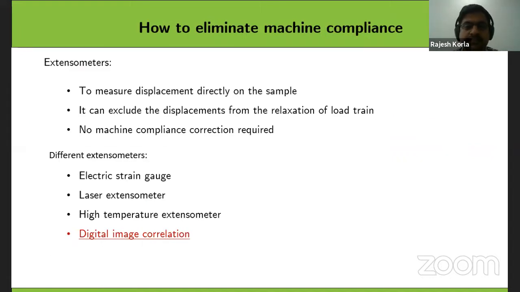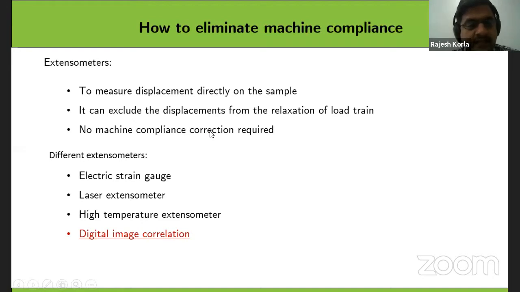Instead of measuring the crosshead displacement, can we measure the sample strain directly on the sample? If we measure the strain directly on the sample, then we exclude the displacement coming from the relaxation of the grips, the relaxation of the load, and the elastic deformation of the pull rods, push rods, and all those things. That means you are calculating the true displacement of the sample. How to do it? You can use extensometers. Measuring the displacement directly on the sample excludes the displacements from the relaxation of the load train, so no machine compliance correction is required.